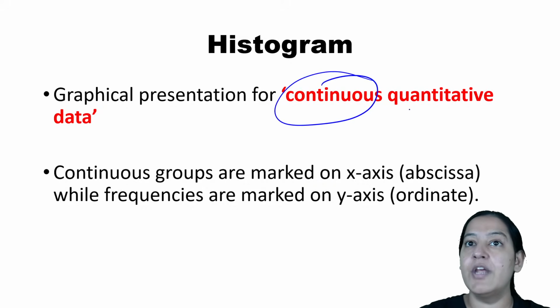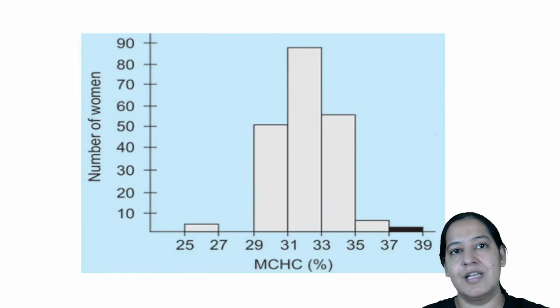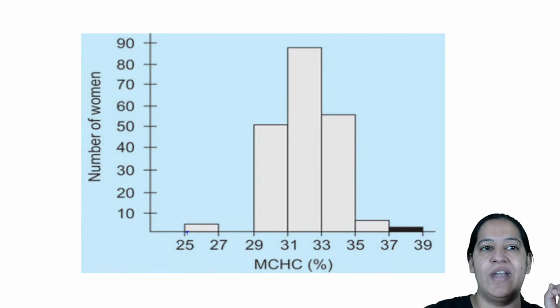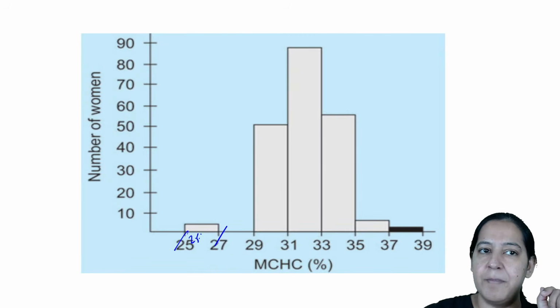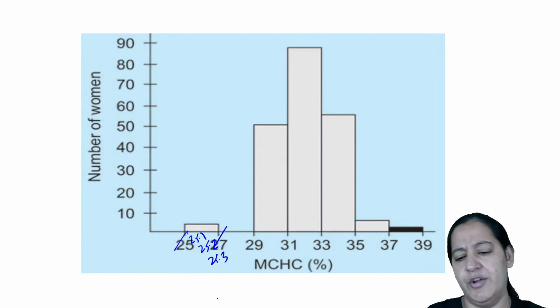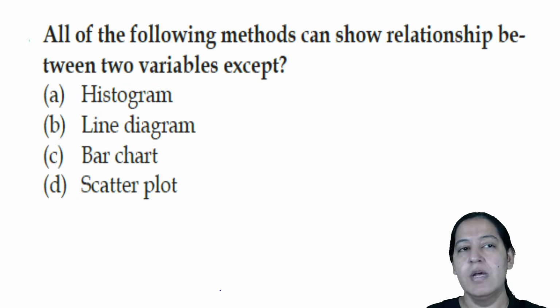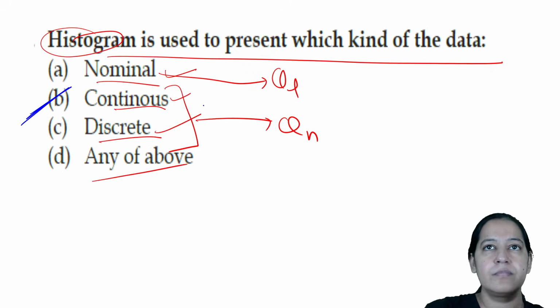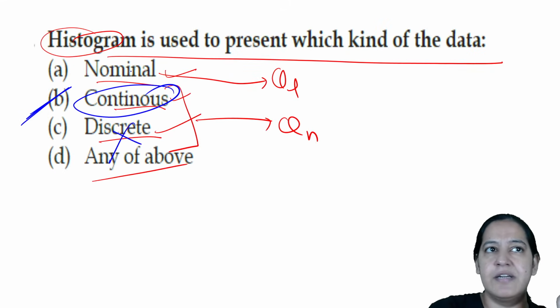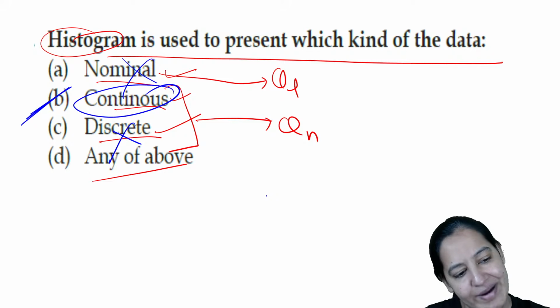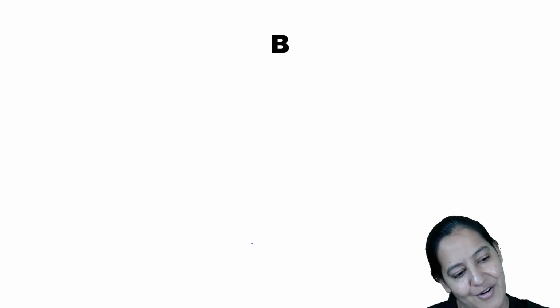It is for continuous quantitative data. You can see the continuity. Between 25 and 27, 25.1 will also come, 25.2 will also come, 25.3 will also come. So it is continuous and quantitative. So the correct answer here is B. It is continuous. It is not discrete. It is not qualitative. It is continuous quantitative. Done.